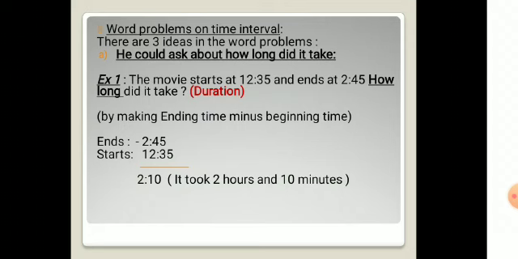So 2 minus 12 means that I have to look at the clock and see from 2, if I went back to 12, I went back how many steps or how many hours? 2 hours. Excellent. From 2 to 1 and from 1 to 12. So there are 2 hours. So my time now is 2:10.